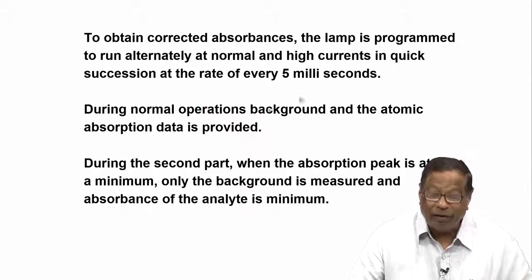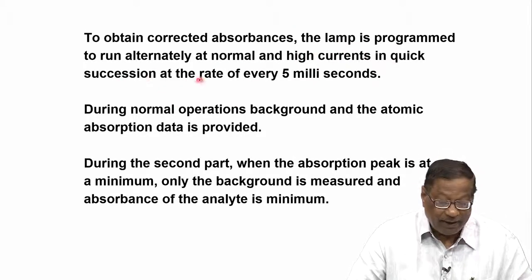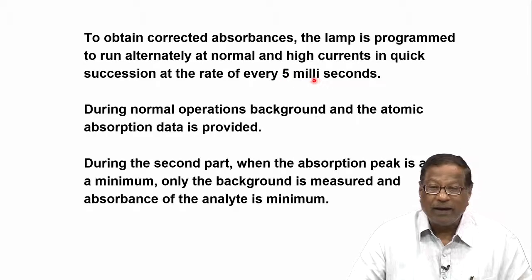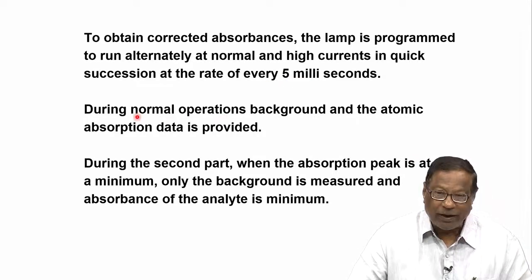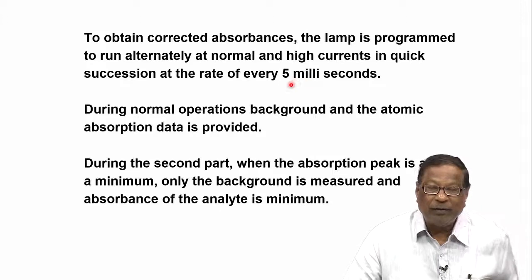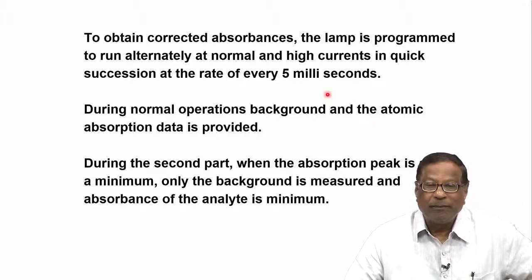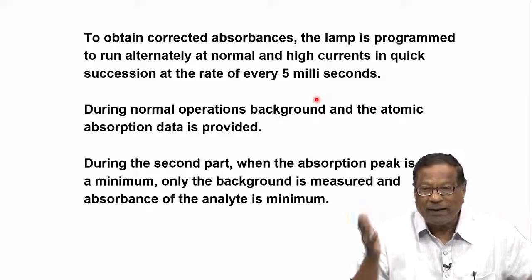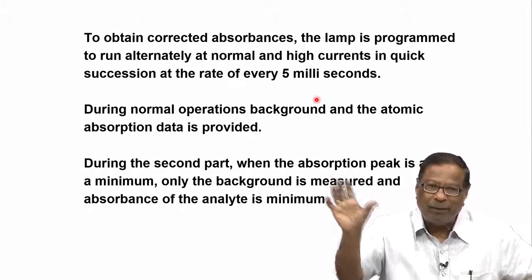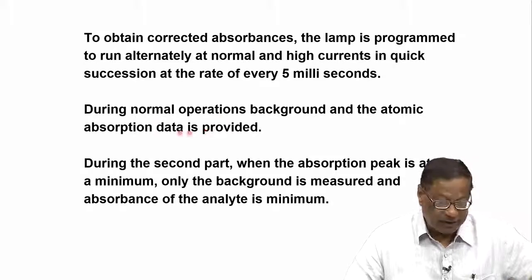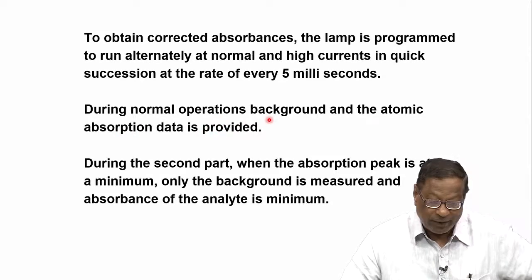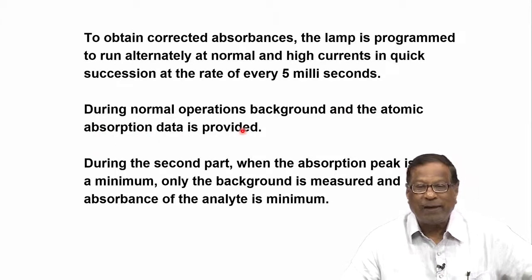At what frequency do we do this? We do this alternately at very high frequency, almost every 5 milliseconds. I change the current, high and low, high and low, every 5 milliseconds. So, what happens? When you plot the absorbance curve, the total amount of absorbance is cut, so it will be like a square wave. You can add up all that and draw a continuous curve, that is some sort of theoretical extrapolation. And during normal operation, background and atomic absorption data is provided.